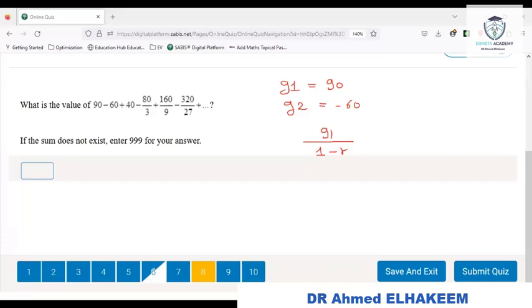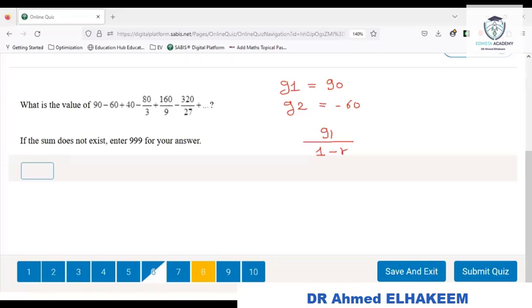So how to find it? We need to find R. R equals Gn plus 1 over Gn, which is G2 over G1. So it is negative 60 divided by 90, which is negative 2 over 3. I need to check it. You can divide 40 over negative 60. You will find it to be the same.